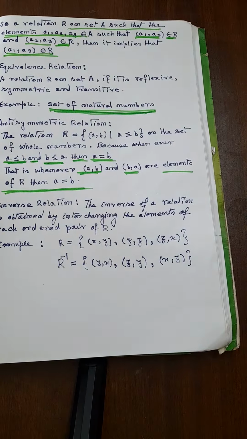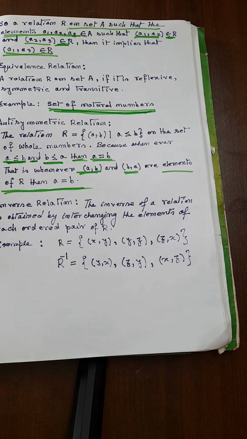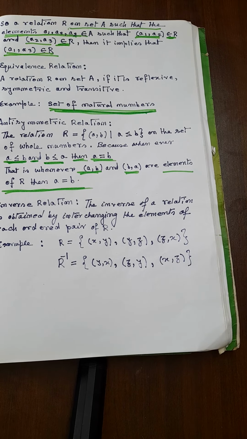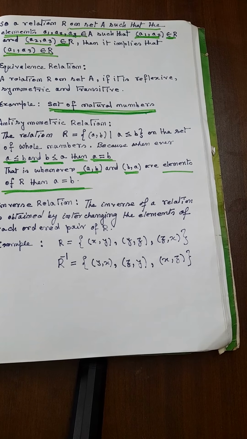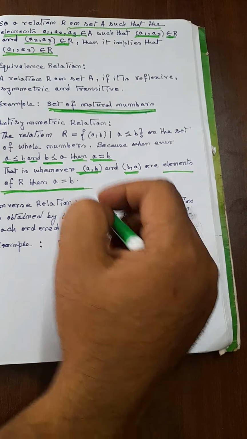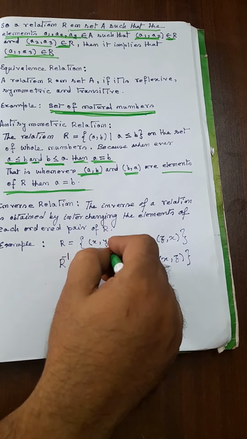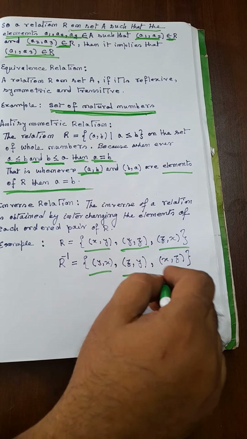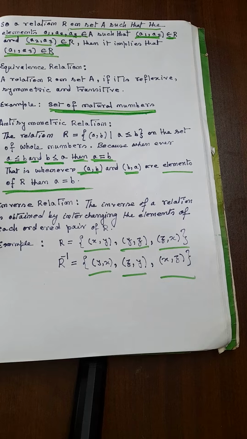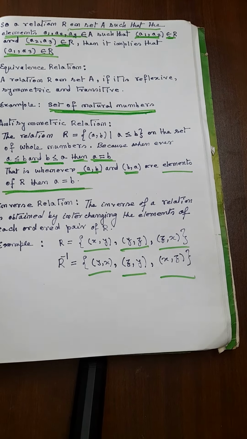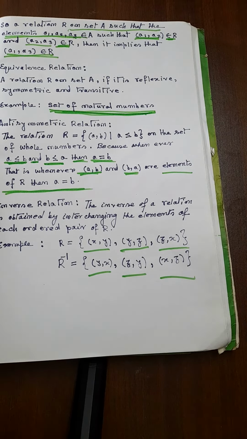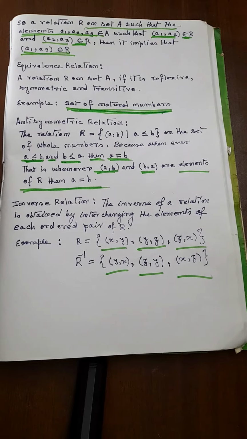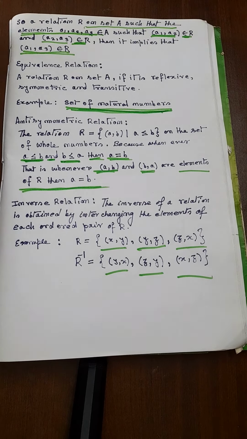What is an inverse relation? The inverse of a relation is obtained by interchanging the elements of each ordered pair of the relation. Like if we have a relation (X,Y), (Y,Z) and (Z,X), the inverse will be (Y,X), (Z,Y) and (X,Z). So this is a very brief video about relations.